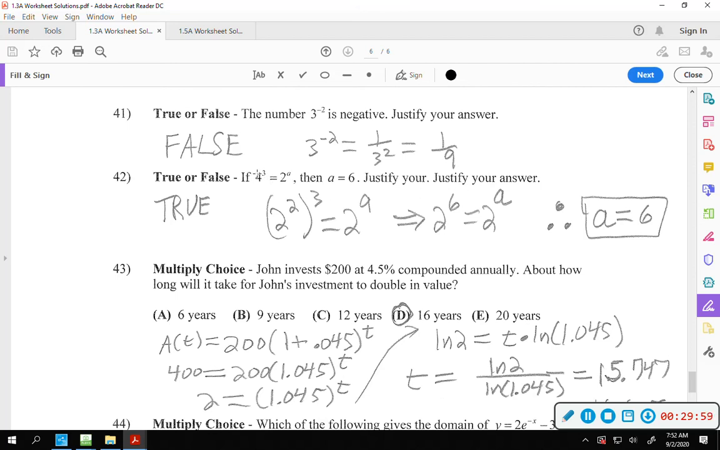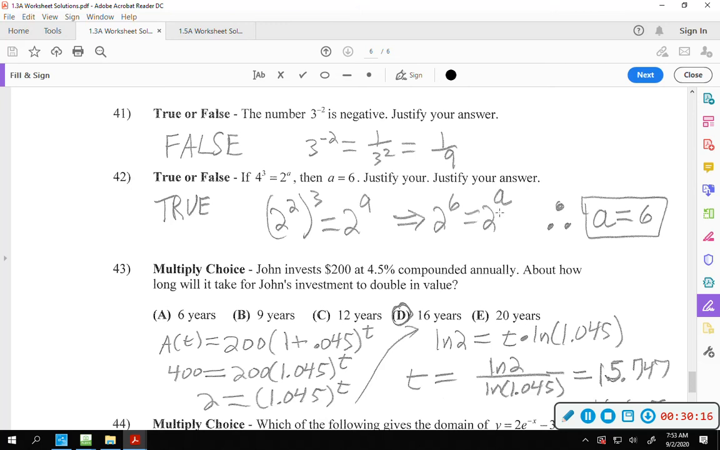Our first course of action is always to see if we can get the bases to be the same. And in this case, we can. So now we can just say, well, 2 to the 6th has to equal 2 to the 6th. A has to be equal to 6. So if you can get the bases to be the same, you can set the exponents equal to each other.